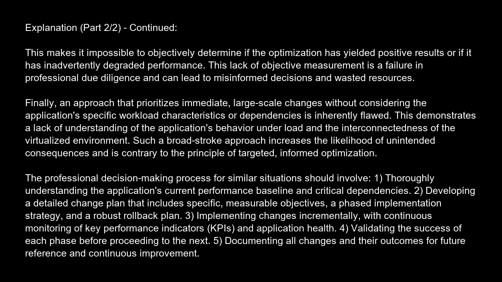Thoroughly understanding the application's current performance baseline and critical dependencies. 2. Developing a detailed change plan that includes specific, measurable objectives, a phased implementation strategy, and a robust rollback plan. 3. Implementing changes incrementally, with continuous monitoring of key performance indicators, KPIs, and application health. 4. Validating the success of each phase before proceeding to the next. 5. Documenting all changes and their outcomes for future reference and continuous improvement.